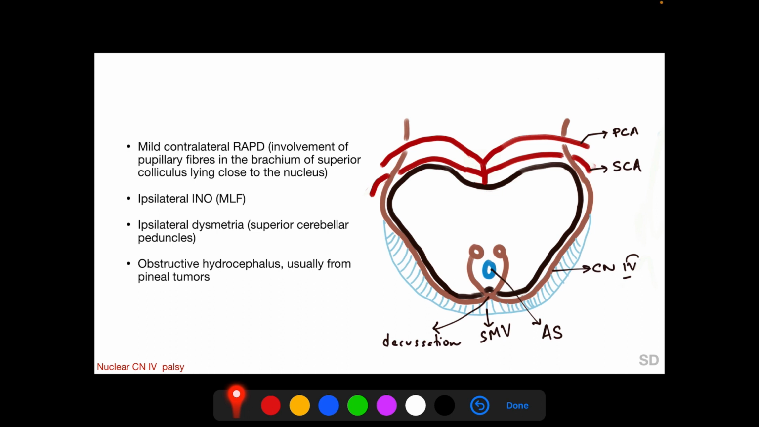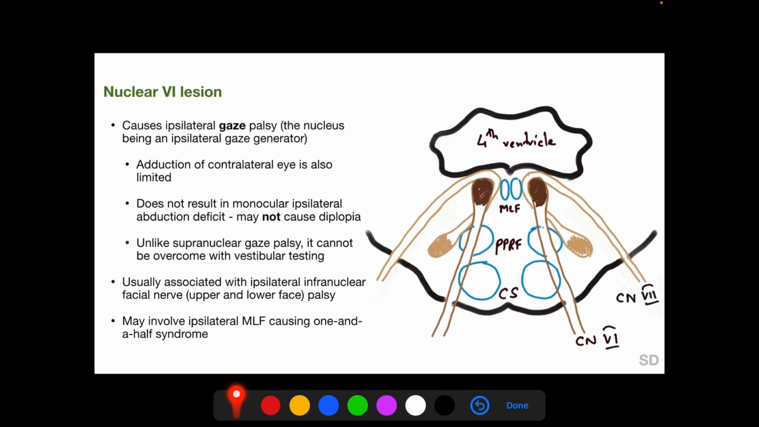And if the lesion involves the superior cerebellar peduncles, there will be ipsilateral dysmetria, that means an inaccuracy in reaching at an object, and there can be obstructive hydrocephalus from lesions obstructing the aqueduct of Sylvius, such as a pineal tumor.